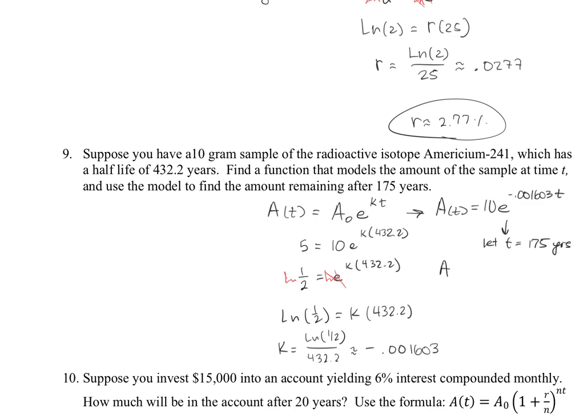So then the amount after 175 years is simply using the formula now, plugging in t equals 175. And from that, we get about 7.55 grams.